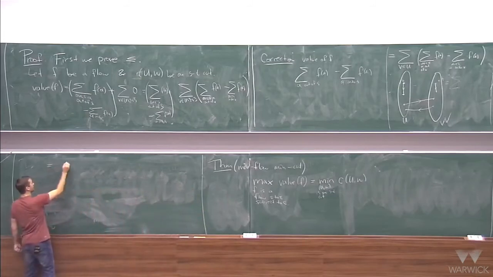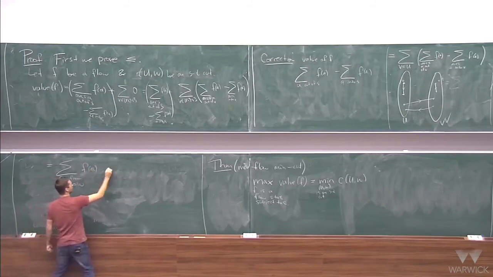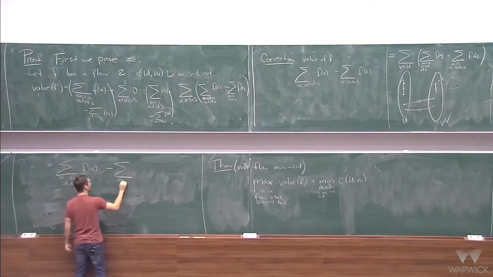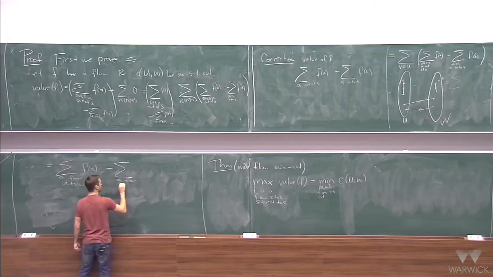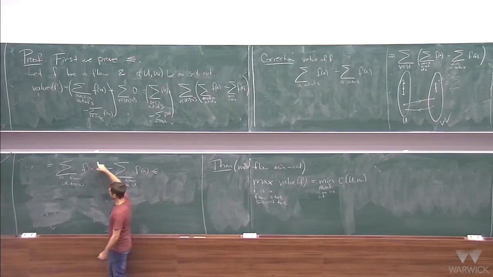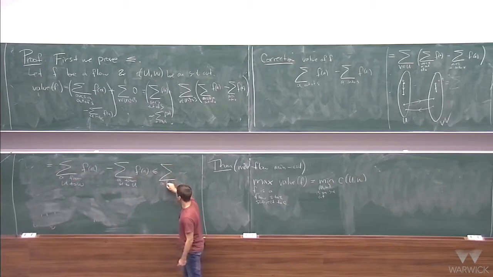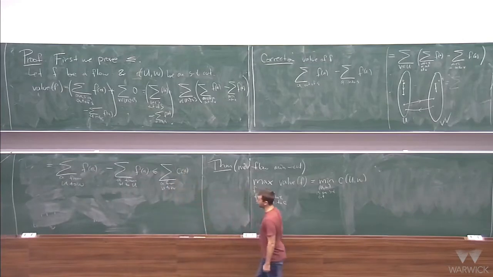So this is going to be equal to the sum over arcs A from U to W of f of A, minus the sum over arcs A from W to U of f of A. And these are all non-negative numbers. So this is certainly at most, because this is a valid flow, or flow subject to C, the sum over all A from U to W of C of A. Okay, so this proves one direction.